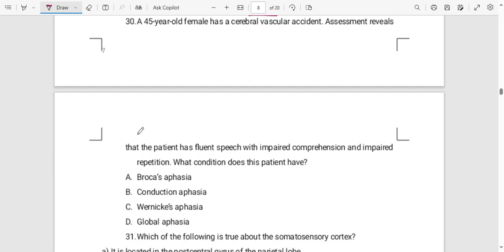30. A 45-year-old female has a cerebrovascular accident. What we are saying is that there's a problem in the artery, maybe a thrombus or an embolus or something. Assessment reveals the patient has, please take note, fluent speech with impaired comprehension. You are answering, but you don't understand what you were answering to. And impaired repetition. What condition does this patient have? Broca's aphasia, conduction aphasia, Wernicke's aphasia, global aphasia.